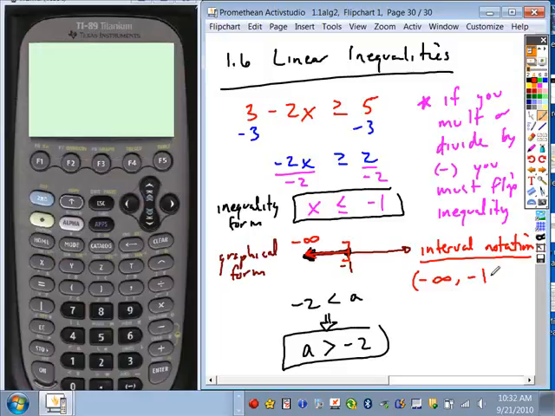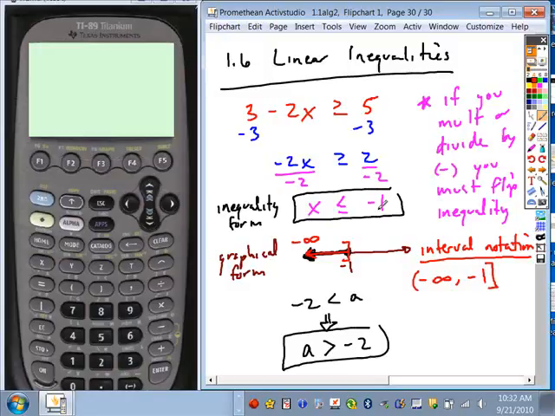At -1, are we including -1 or excluding it? Including. Okay, so if we have an inclusion, we're going to use a bracket. So this interval notation, parentheses, negative infinity, comma, -1, bracket, is the interval notation that represents x is less than or equal to -1. Okay?